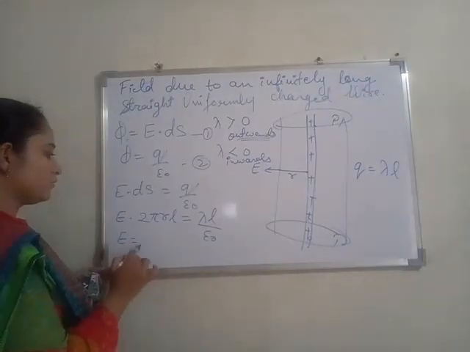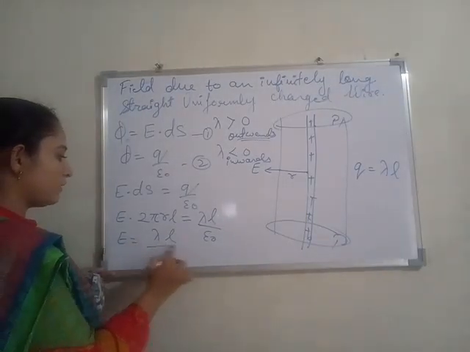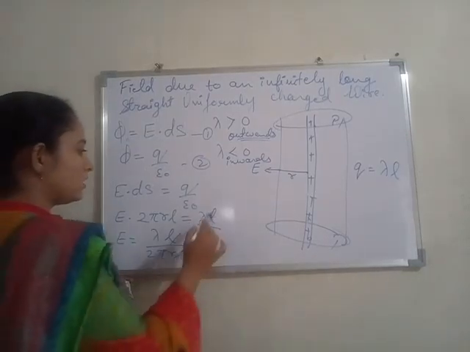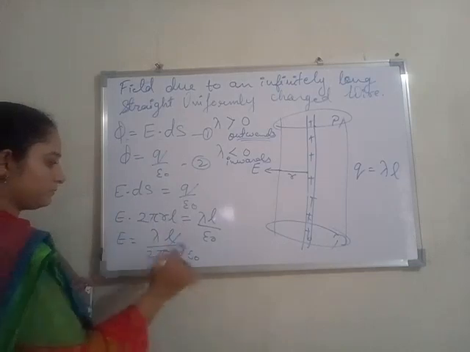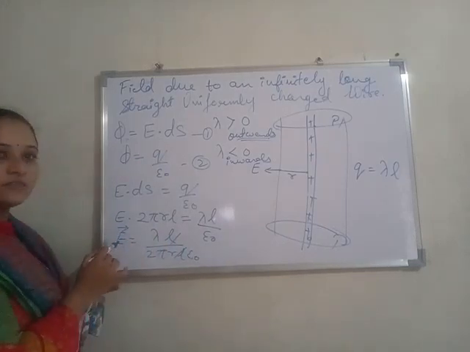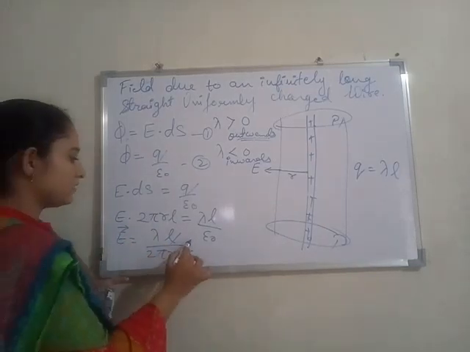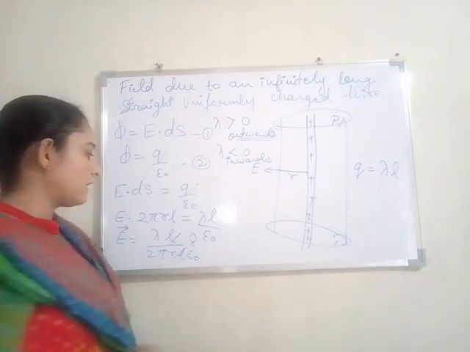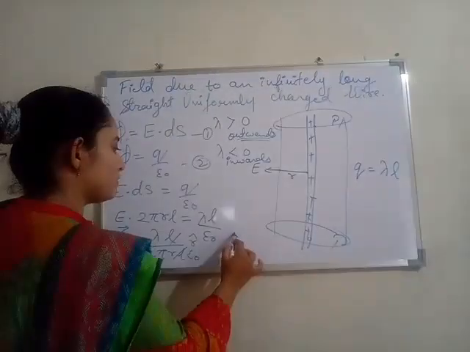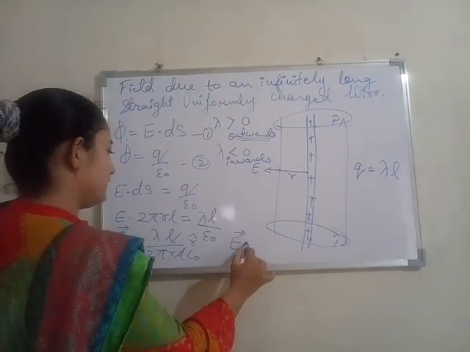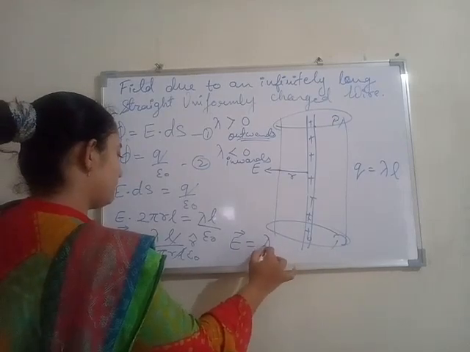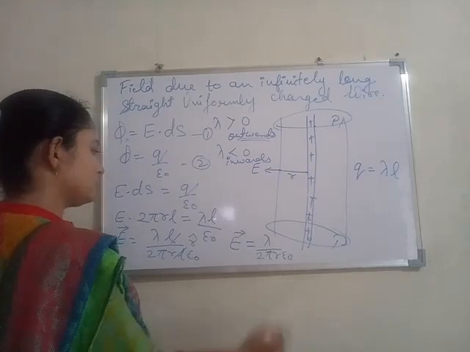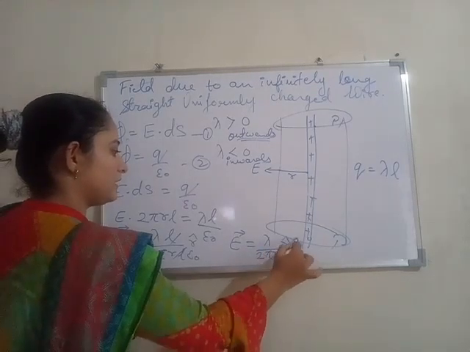So E will be equal to lambda L upon 2 pi r L epsilon 0. L cancels out, and as electric field is a vector quantity, we will apply the unit vector, that is the radial unit vector r. We will get the formula for electric field E equal to lambda upon 2 pi r epsilon 0 into unit vector r.